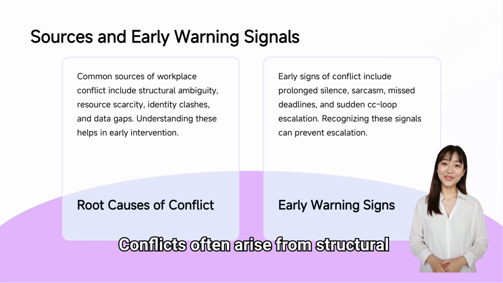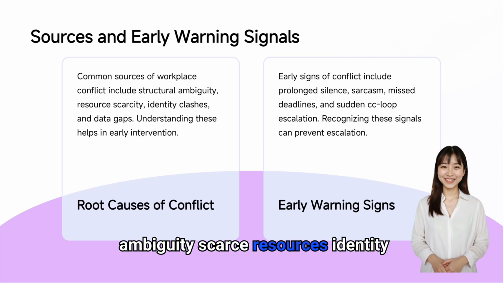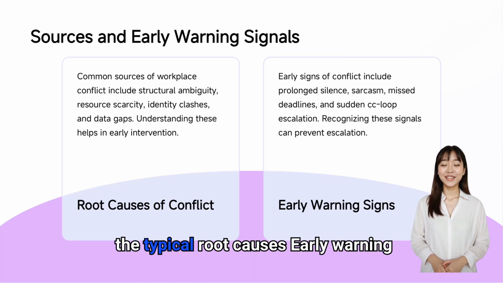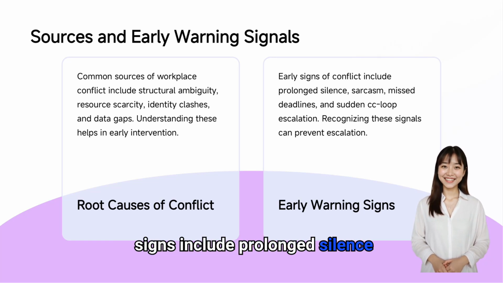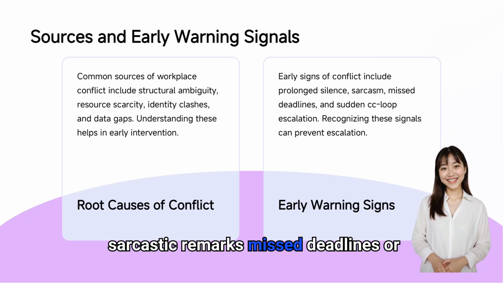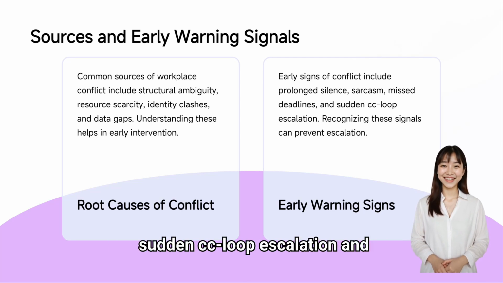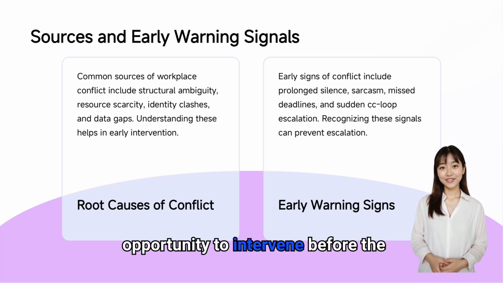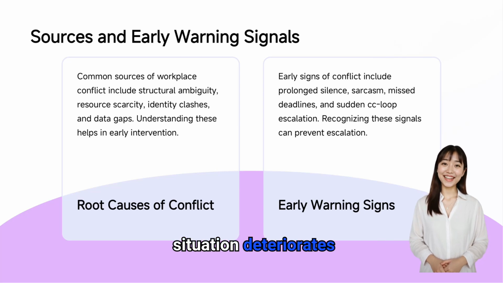Conflicts often arise from structural ambiguity, scarce resources, identity clashes, or data gaps, so it helps to know the typical root causes. Early warning signs include prolonged silence, sarcastic remarks, missed deadlines, or sudden CC loop escalation, and recognizing those cues gives you an opportunity to intervene before the situation deteriorates.